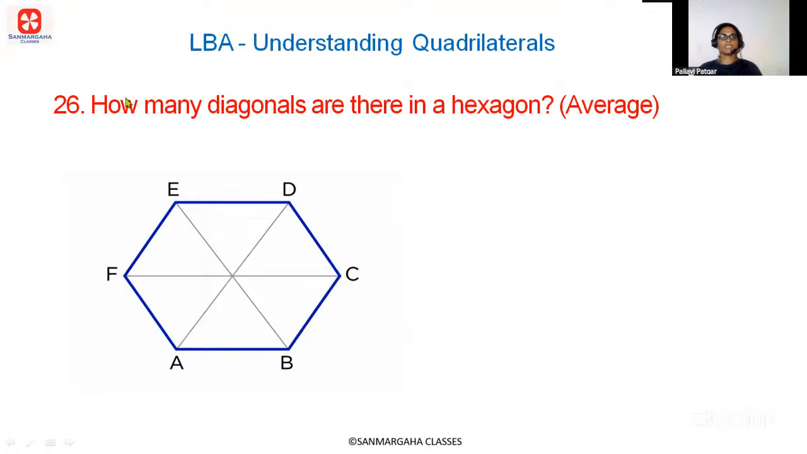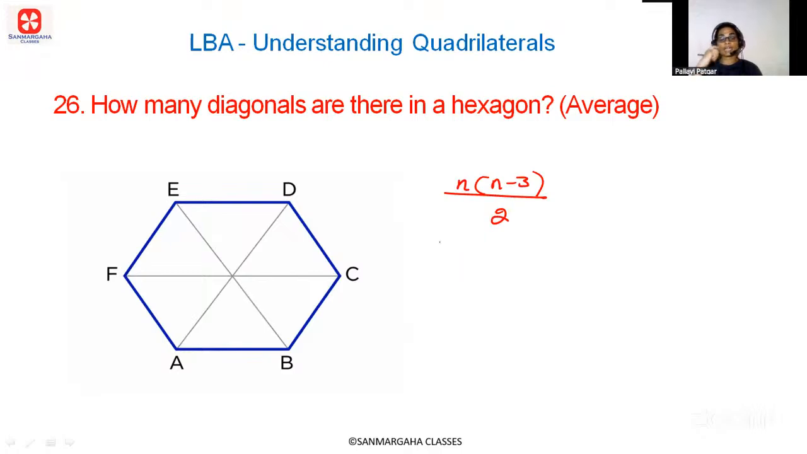In this chapter, look at question number 26. How many diagonals are there in a hexagon? Okay, so the number of diagonals in any polygon with n sides is given by the formula n into (n minus 3) divided by 2.